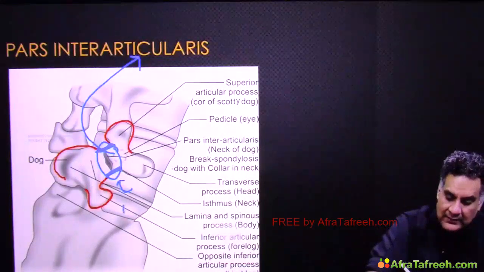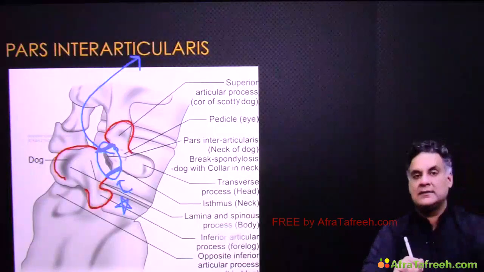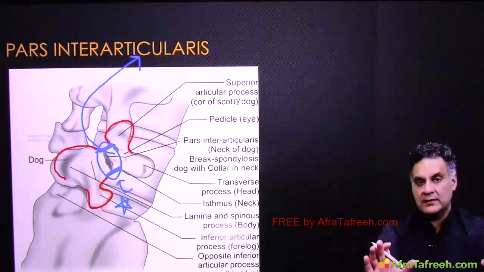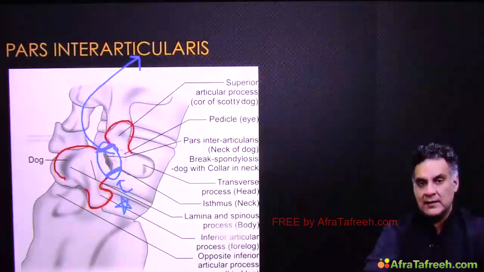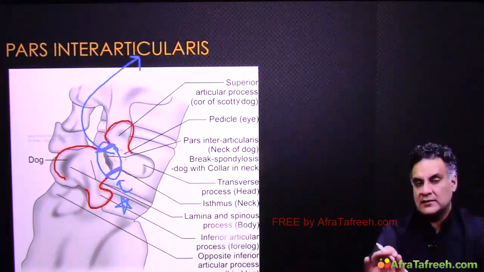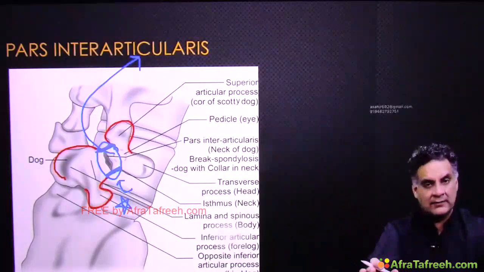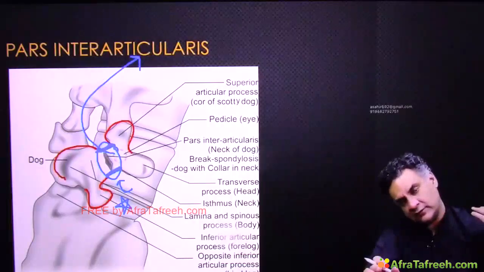Whenever a vertebra breaks, it breaks from this area. This is called spondylo, which means vertebra. Lysis means break. Spondylolysis: there is a break in the neck of the dog, or the dog with a collar in the neck. When the neck breaks, the head falls.